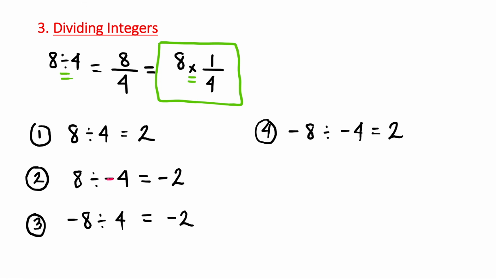I have one negative here, and it remains negative. I have one negative here, and it's negative here. And when I have two negatives, it's like they cancel each other and then it becomes positive. Okay? Same signs: when I have +8 and +4, it remains positive. When I have -8 and -4, it becomes positive. When I have one of each, then I land on the negative side. Perfect.